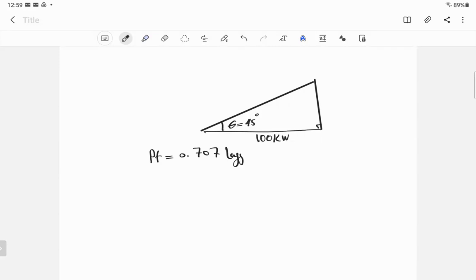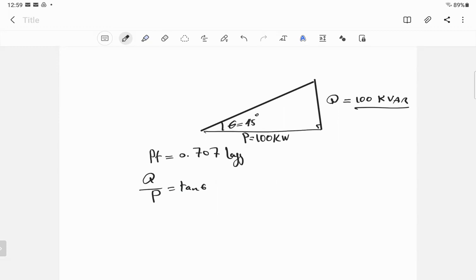And if you want to find Q, you can find Q for the system, for the load. How do you find Q? Using the trick, you can get the Q here, because Q over P is equal to tan theta. And you know theta is equal to 45. And tan 45 is equal to 1, right? So Q is also equal to 100 kilovar.